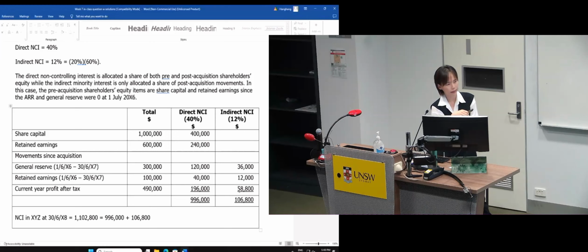So always look at the requirements carefully. So what the question asks you to do, okay. And pay attention to the year. The financial year end, right? Pay attention to the acquisition day, to pay attention to the transaction day. So the date is always important information in your financial accounting subject.